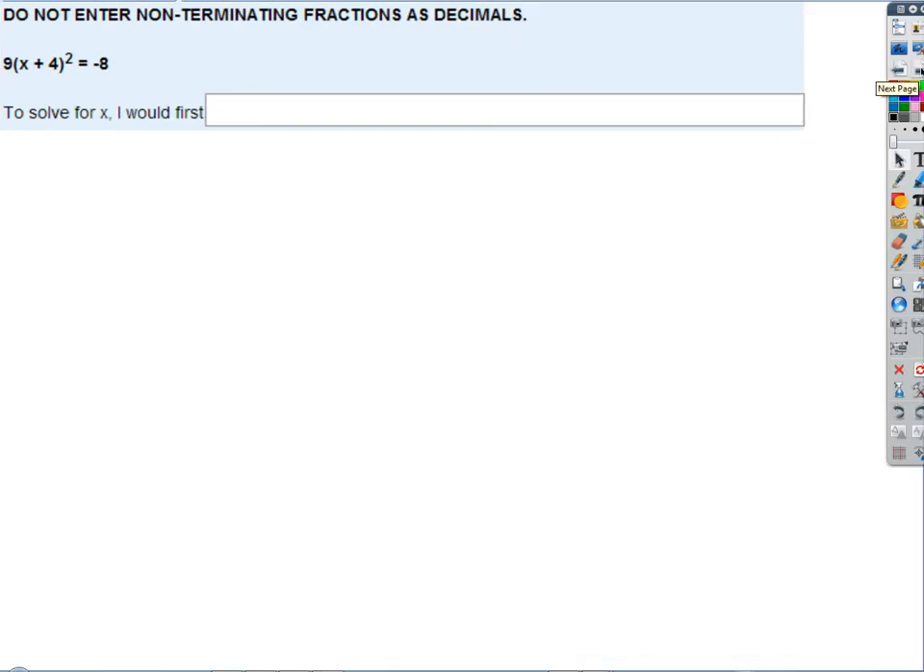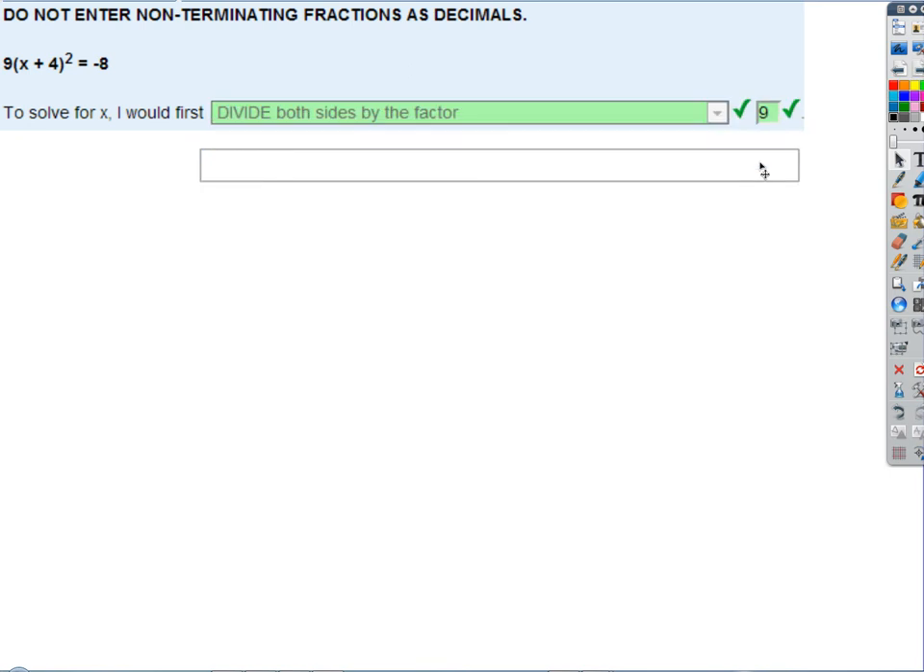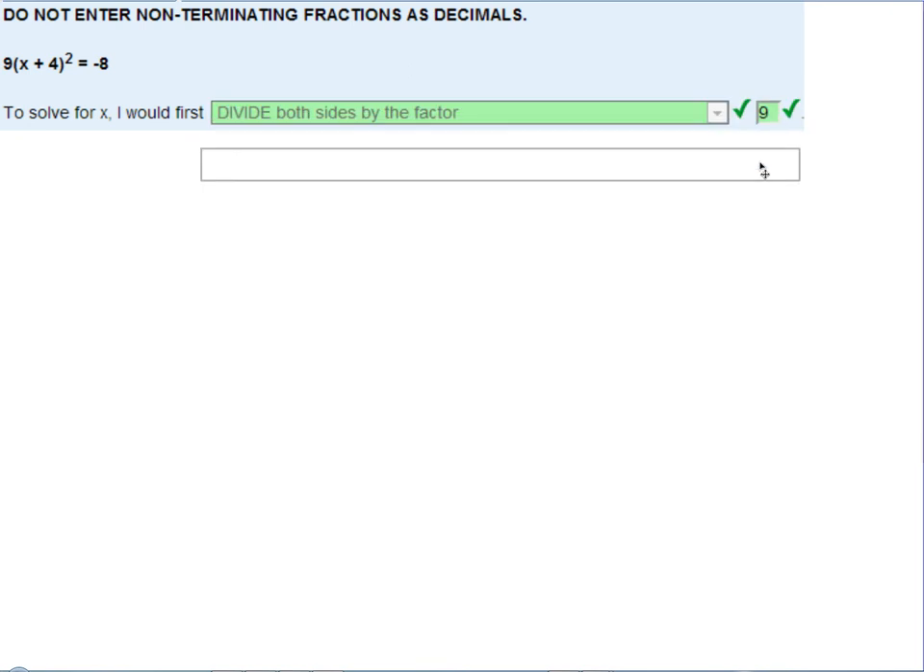So what about this one? Divide by 9. Make sense? Yeah. Okay, because we're isolating x, right? So I'm going to divide both sides by the factor 9. Okay?